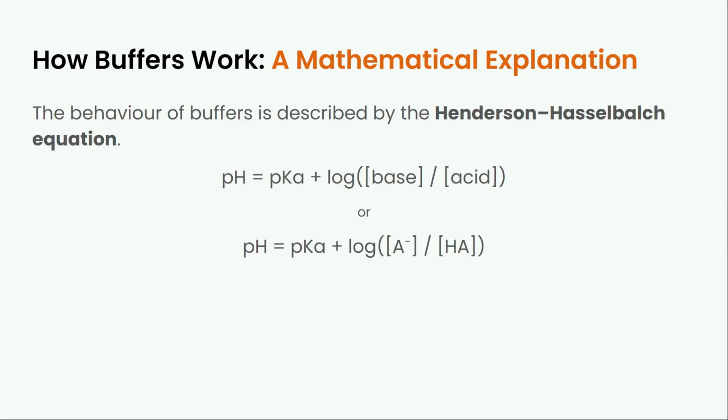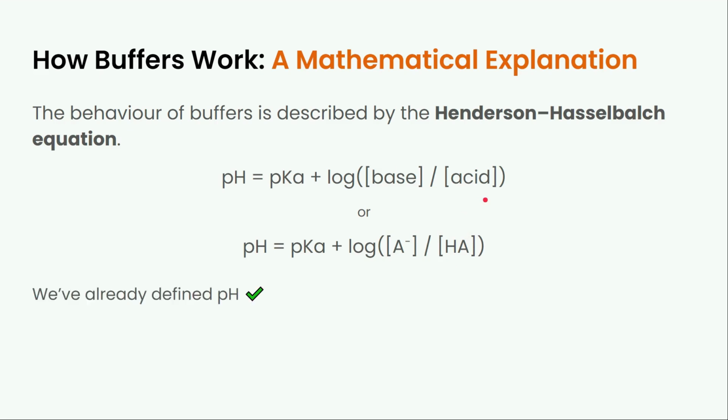So let's try and add some maths to this, dreaded maths. I'll try and keep it as simple as possible. We can explain the behavior of buffers using the Henderson-Hasselbalch equation. That simply states the pH of a buffer system is equal to the pKa of the conjugate acid plus the log of the ratio of concentration of conjugate base to acid. Or simply, pH equals pKa plus the log of A minus concentration divided by HA concentration.